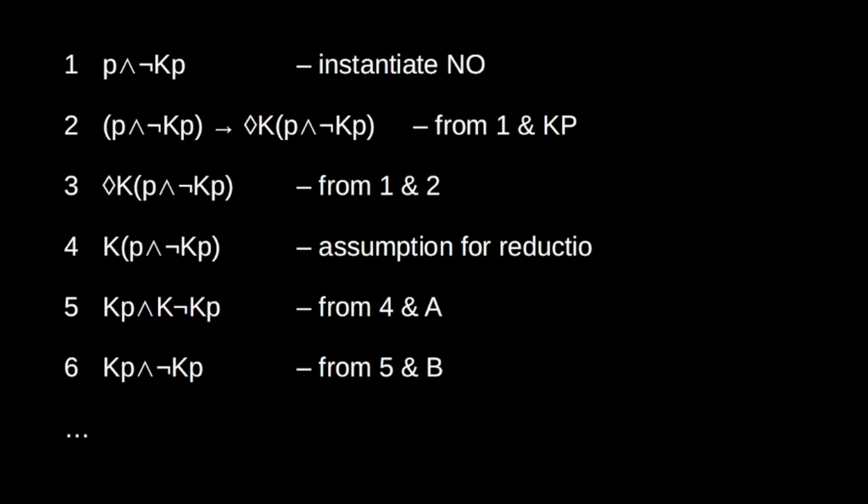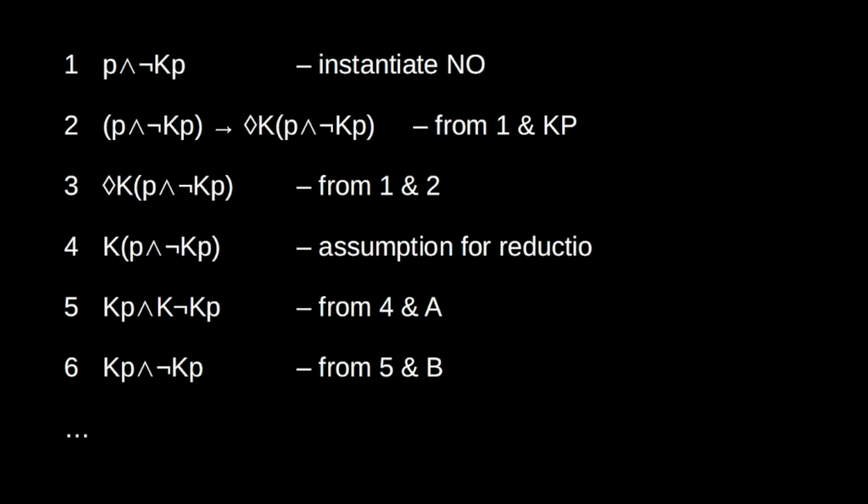We start in line 4 with the claim that it is known that P and it is not known that P. We're assuming this for the purposes of a reductio argument. Then we apply principle A to line 4, and we get the claim that it is known that P, and it is known that it is not known that P. Principle A says that knowing a conjunction entails knowing each of the conjuncts. So we just apply that principle to line 4, and we know each of the conjuncts.